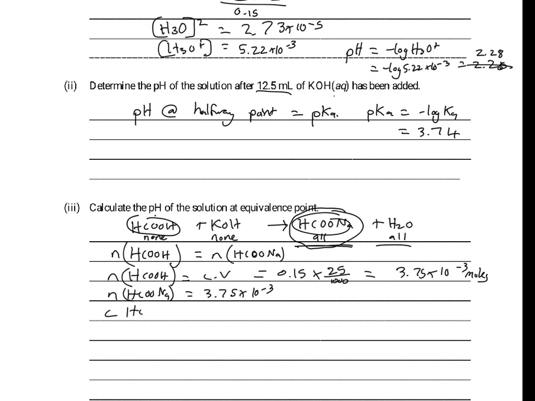Alright, working out the concentration of the methanoate, number of moles over volume. And in the question, we started off with 25 mils. Because the two concentrations are the same, we need to add 25 mils of potassium hydroxide. So we have a total volume of 50 mils in the flask. So 0.05, and that gives you 0.075 mole per litre.